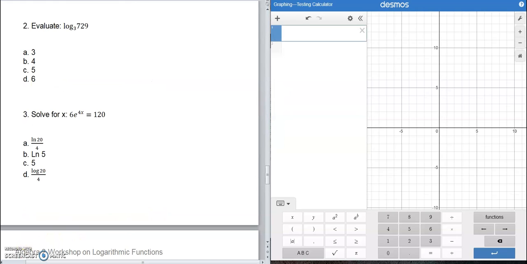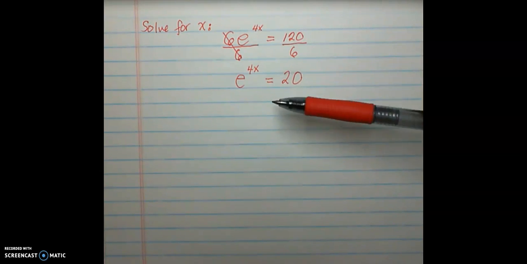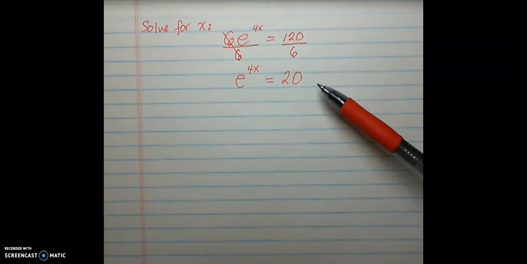Number 3, solve for x. 6e to the power of 4x equals 120. Let's go ahead and do this by hand. So our purpose here is to solve for x. Therefore, x must be by itself. In order for us to do that, the first step is to remove the 6 by dividing both sides by 6. So we're now left with e to the power of 4x equals 20.